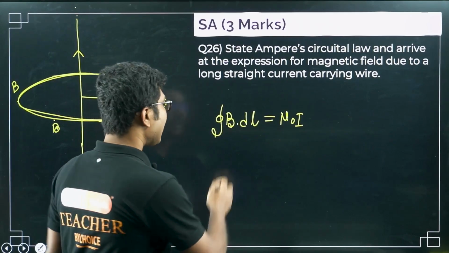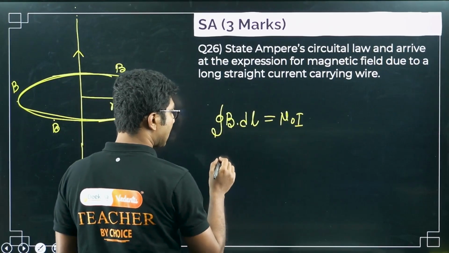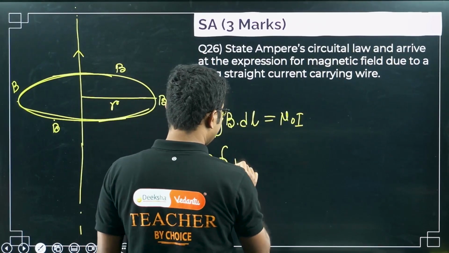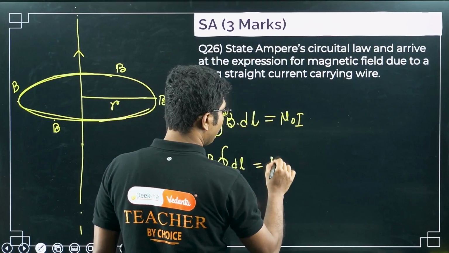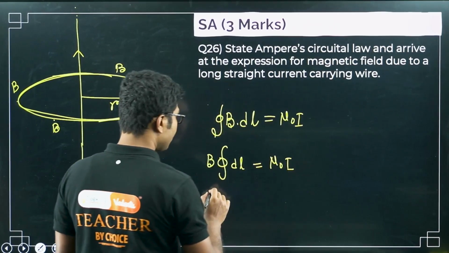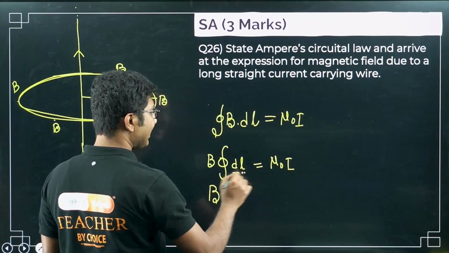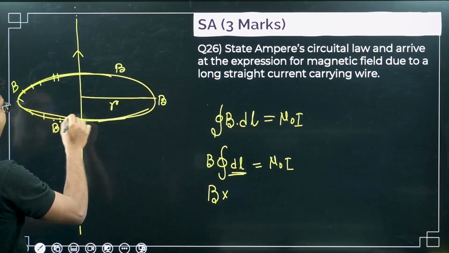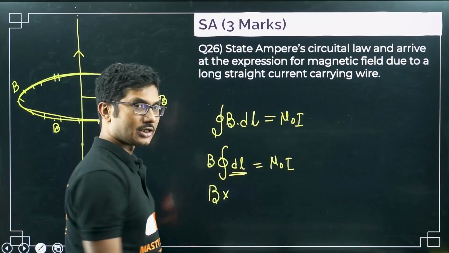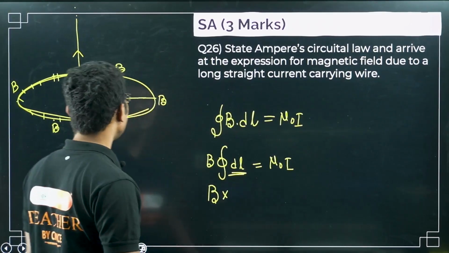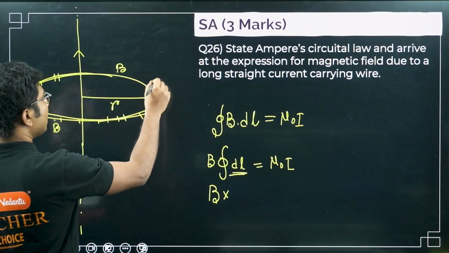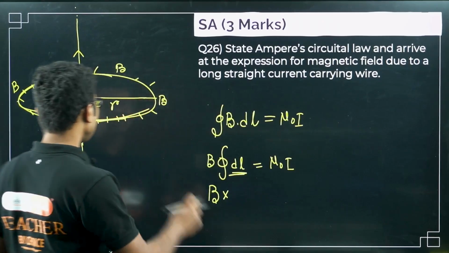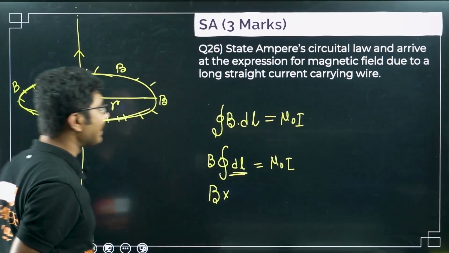Now we will apply this Ampere's circuital law. So what is that? B is constant, so B will come out of the integration. Now integration of dl, mu naught I. So B times, what is dl? If you take small dls and if you add them, then you will get integration of dl, right? That is the meaning of integration. So addition, if you take all such small dls, then you will get the total perimeter of the circle, right? So the total length should be the perimeter.